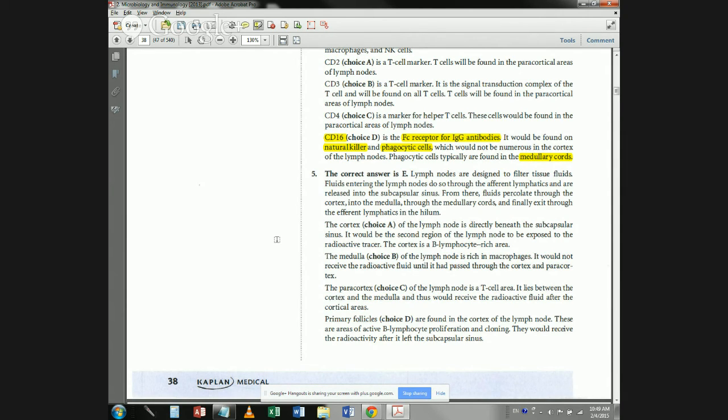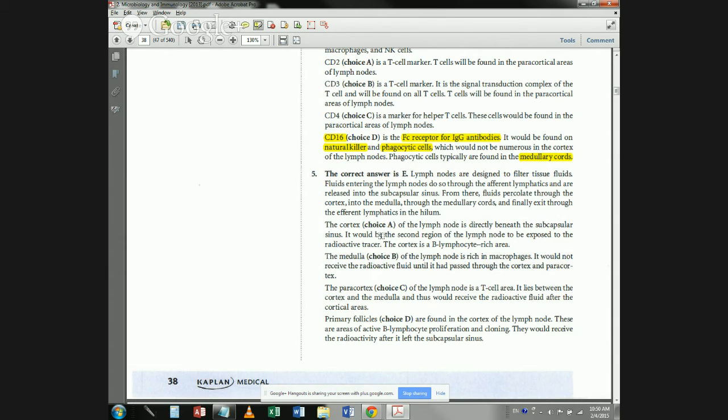Okay, so the cortex of a lymph node is directly beneath the... Why am I getting distracted? Primary follicles are found in the cortex of the lymph node, right? I have to put this in order. Suddenly I'm just shocked that I got it wrong and distracted. Okay, moving on. Let's just read this through.